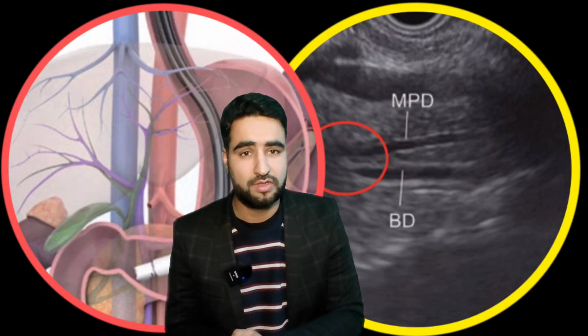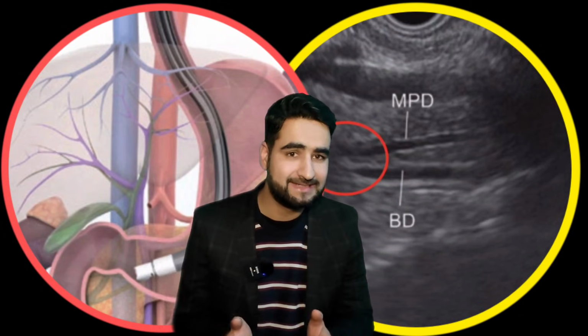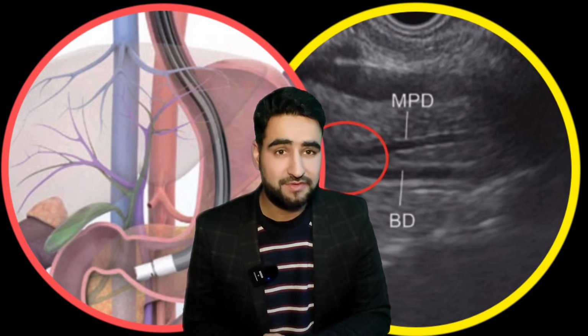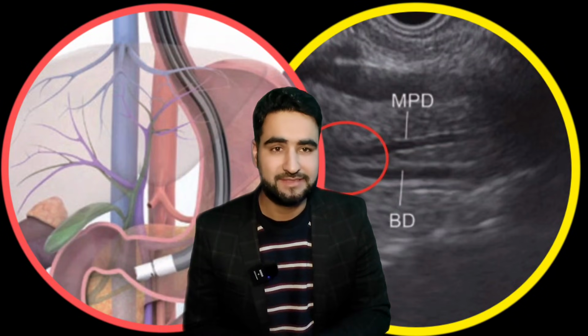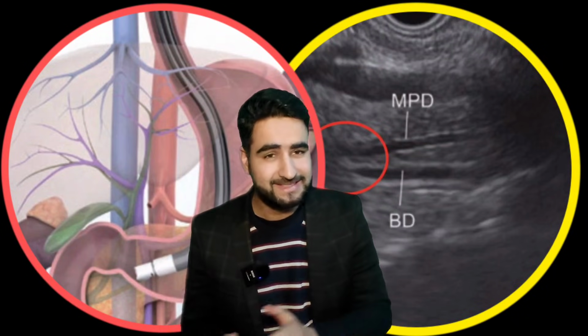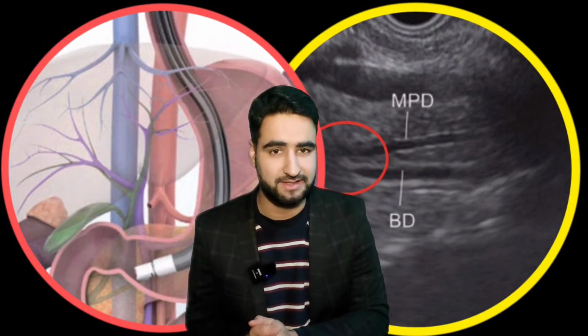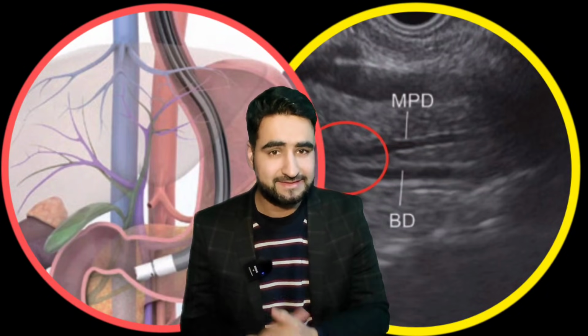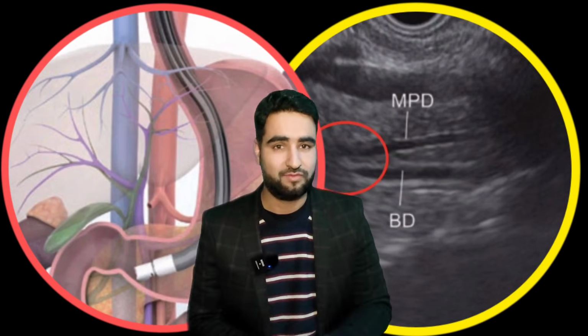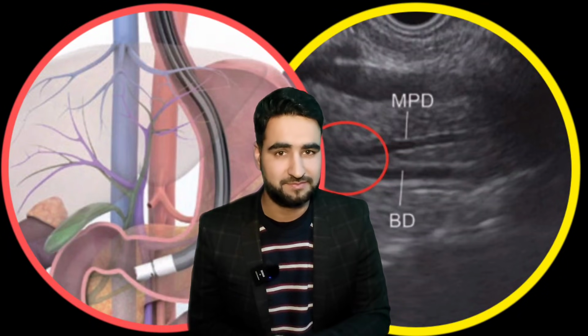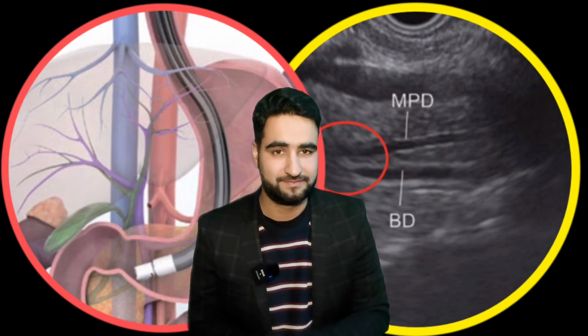Now your goal is to visualize both bile duct and main pancreatic duct in the area of major papilla. The main pancreatic duct will be closer to your probe than CBD. Why? Because at this position, acoustic beams travel from anterior to posterior. Main pancreatic duct is more anterior while CBD is posteriorly placed as compared to MPD.